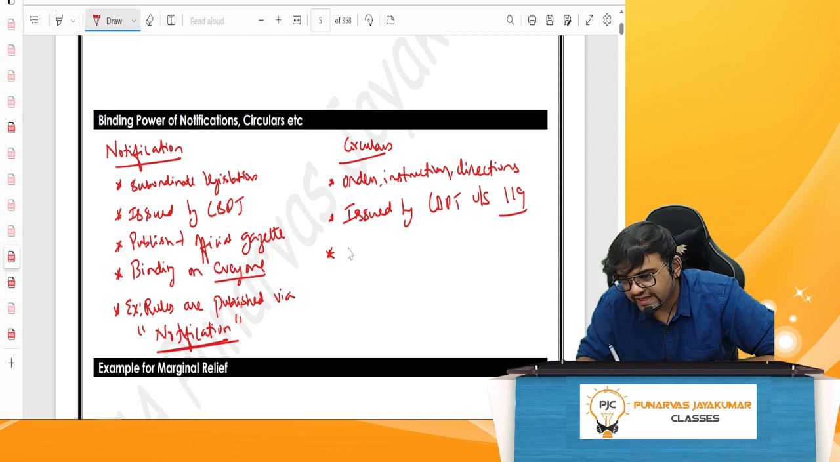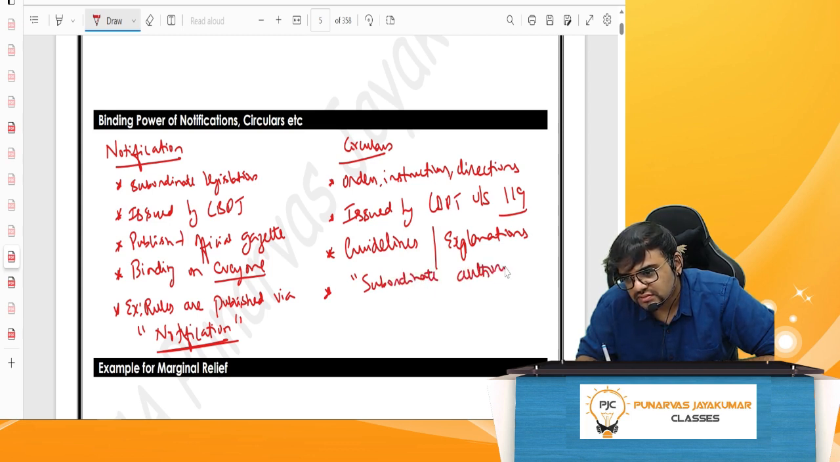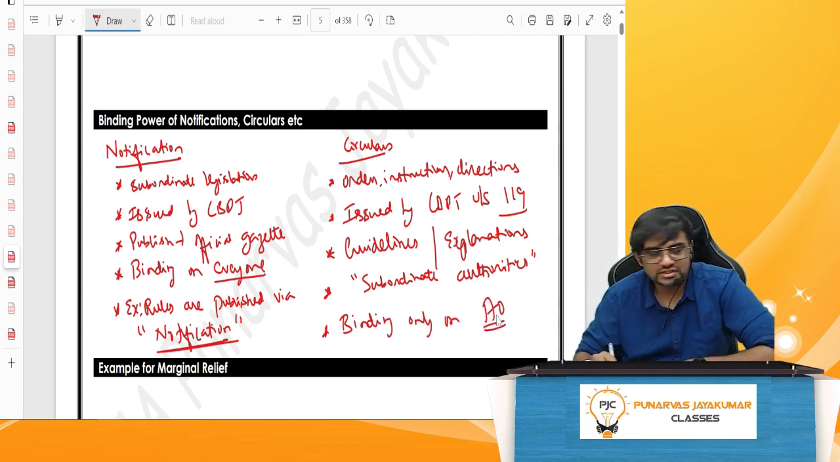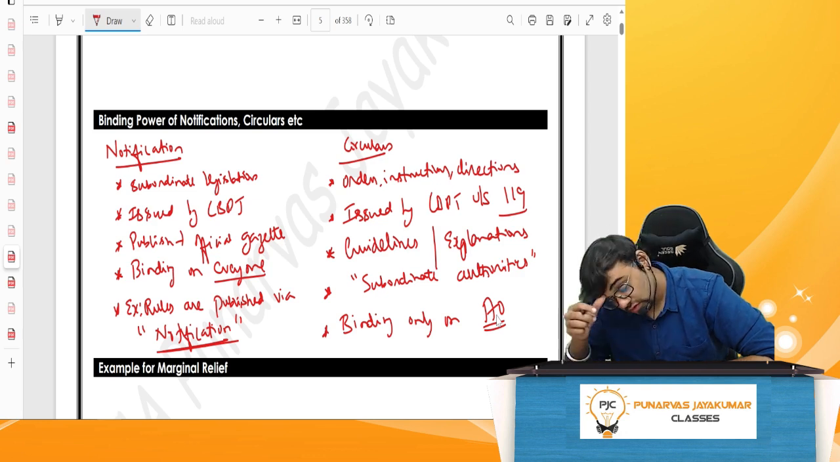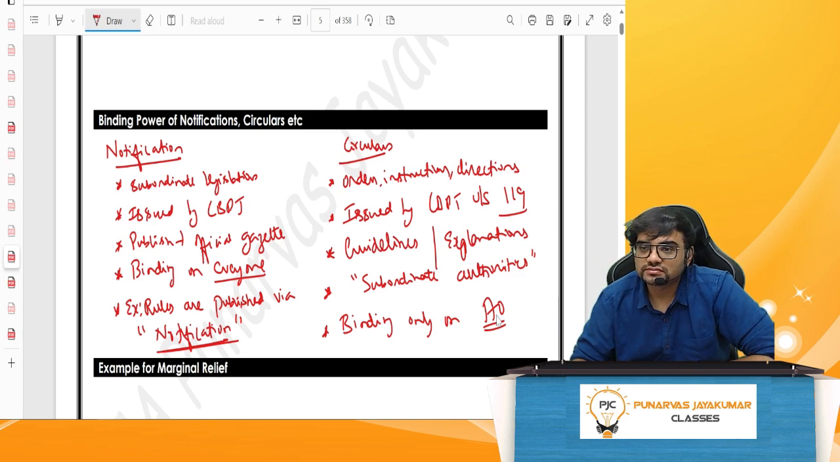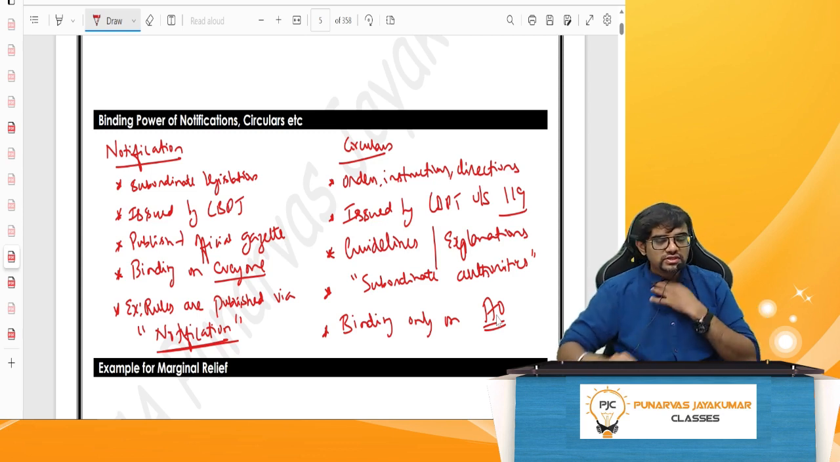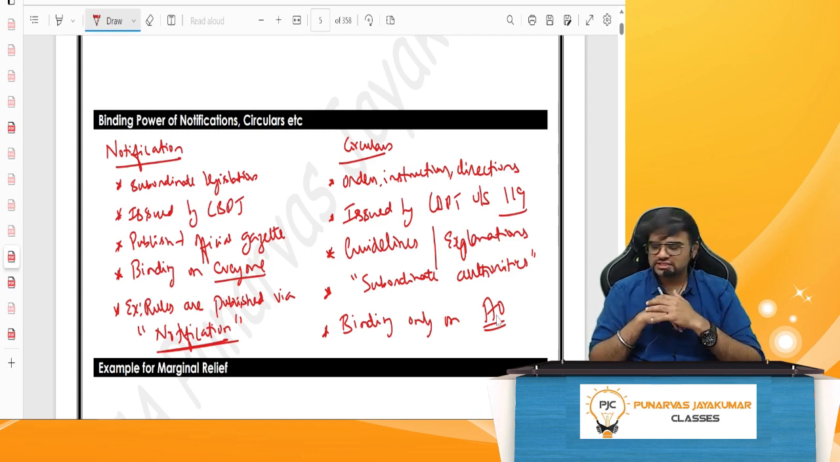They are in the nature of guidelines. They are in the nature of explanations. It is only issued to subordinate authorities. It is binding only on whom? The authorities. Binding only on the AO, assessing officers, tax officers. Nobody else. So a circular is not binding on the general public. Generally, we think it is binding. It is not. Circulars are not binding on the general public at all. It is only for the subordinate authorities like assessing officers. They'll give some instructions, orders, etc., like that.